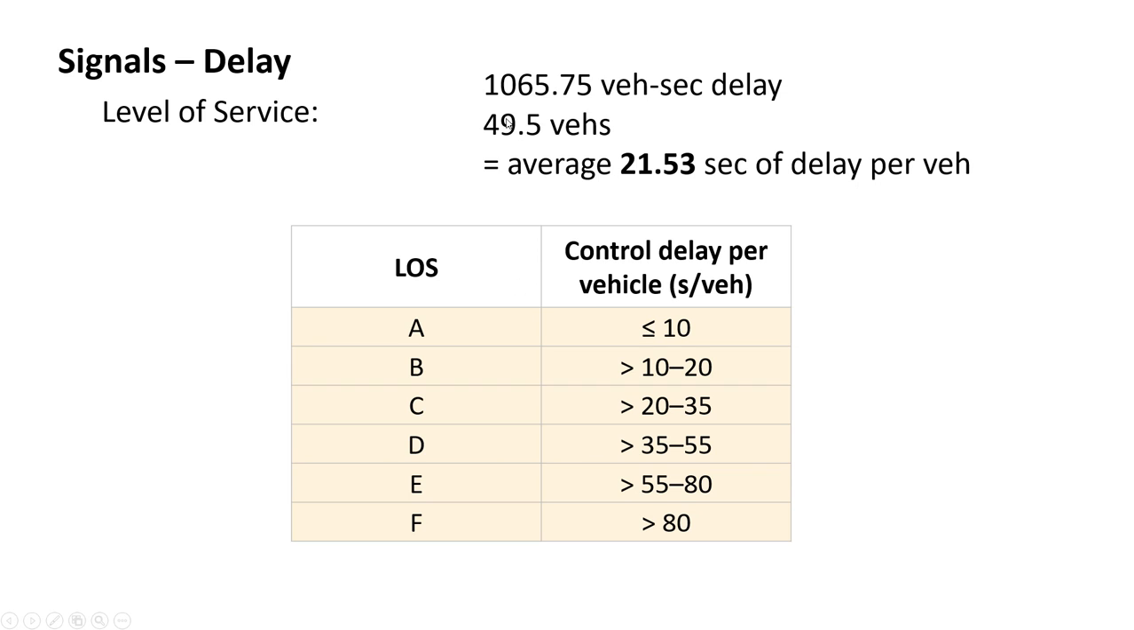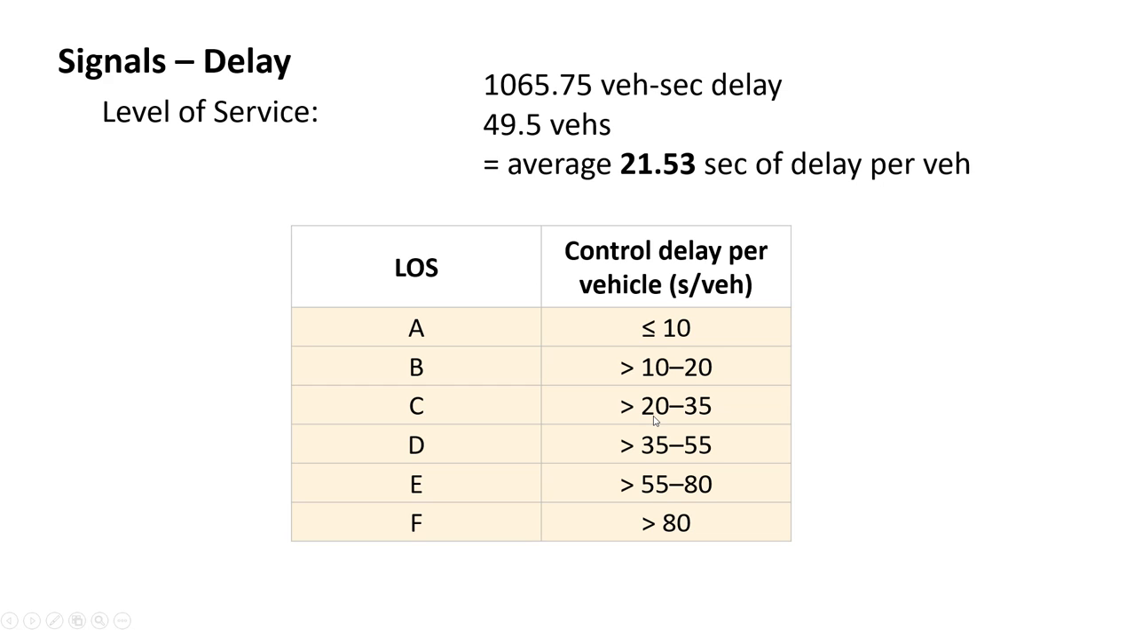So if we take our total vehicle seconds of delay divided by how many total vehicles went through, that'll give us 21.53 average seconds of vehicle delay. Where does 21.53 fit in? Right, it's going to fit into level of service C. And so that's our level of service C in this case, right? So that's how we calculate levels of service at a traffic signal.